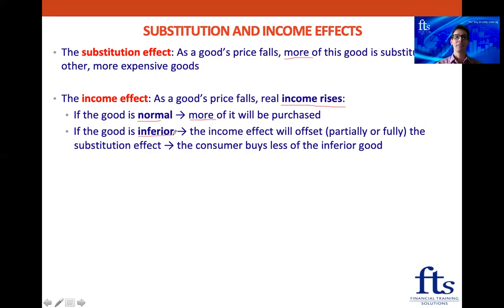So if the good is inferior, this means the income effect will offset, because with the income effect, less will be purchased. The income effect will offset partially or fully the substitution effect. Why? Because the consumer buys less of the inferior good if he's got more income.